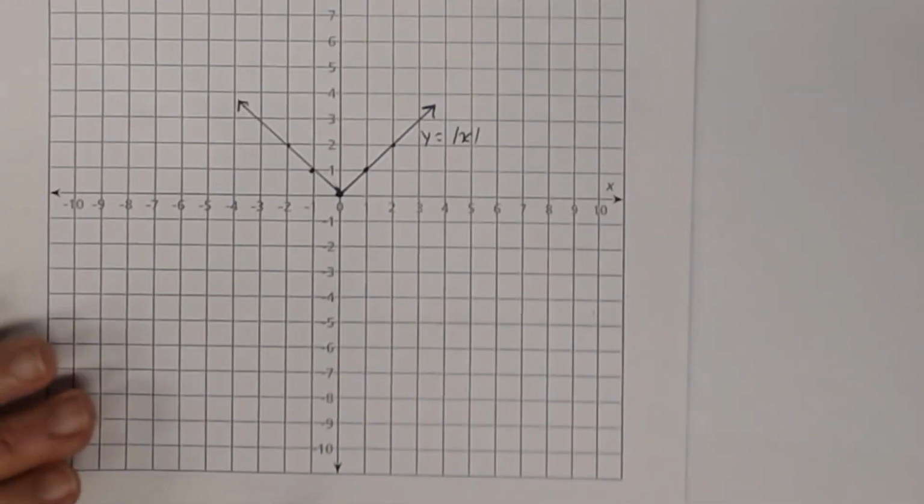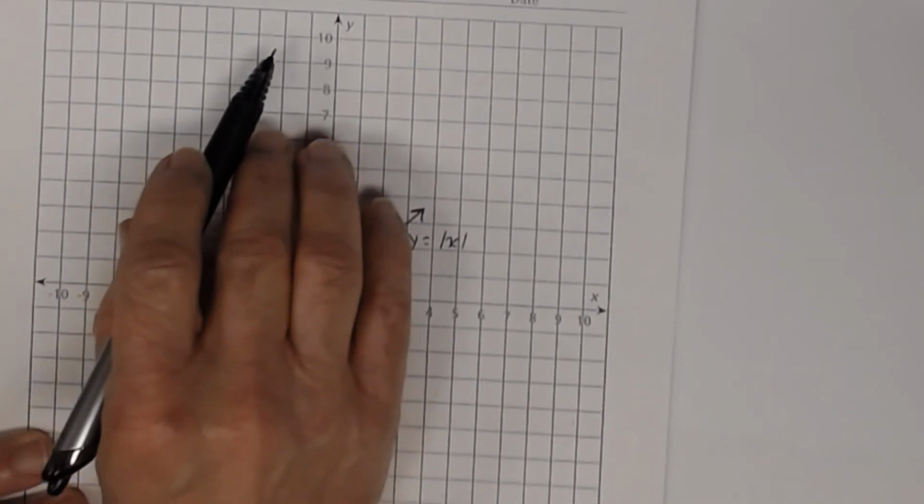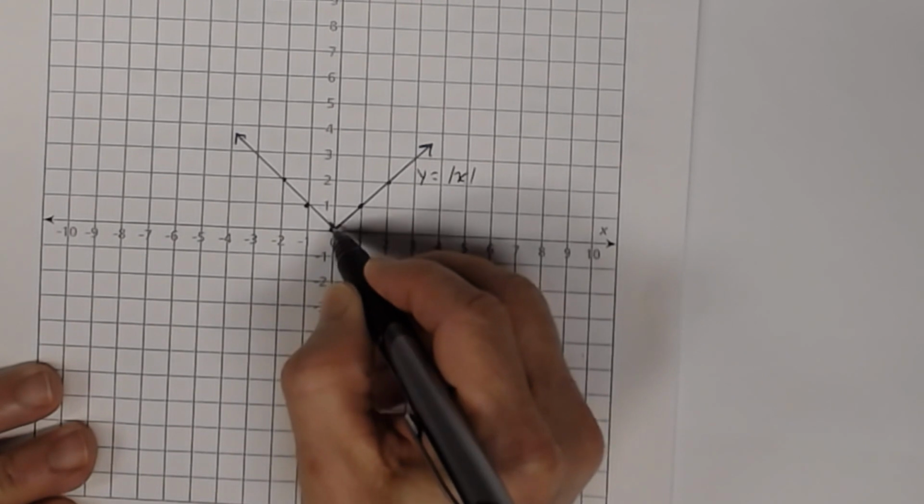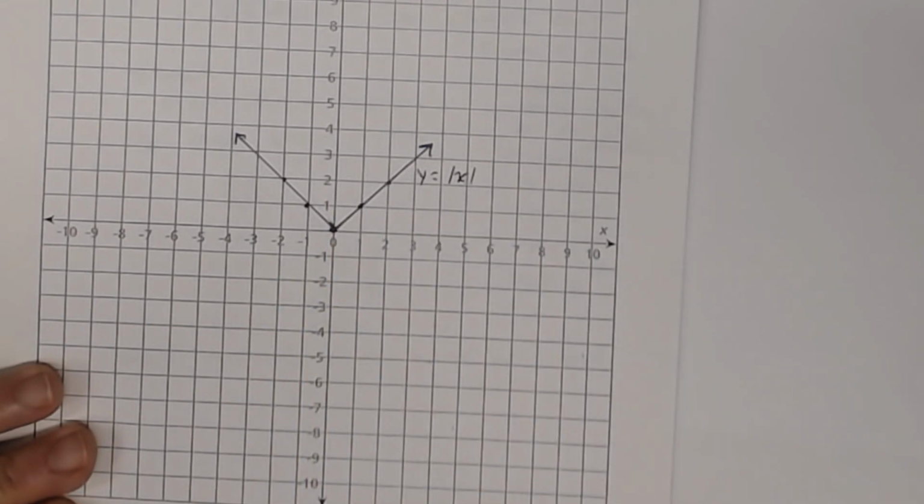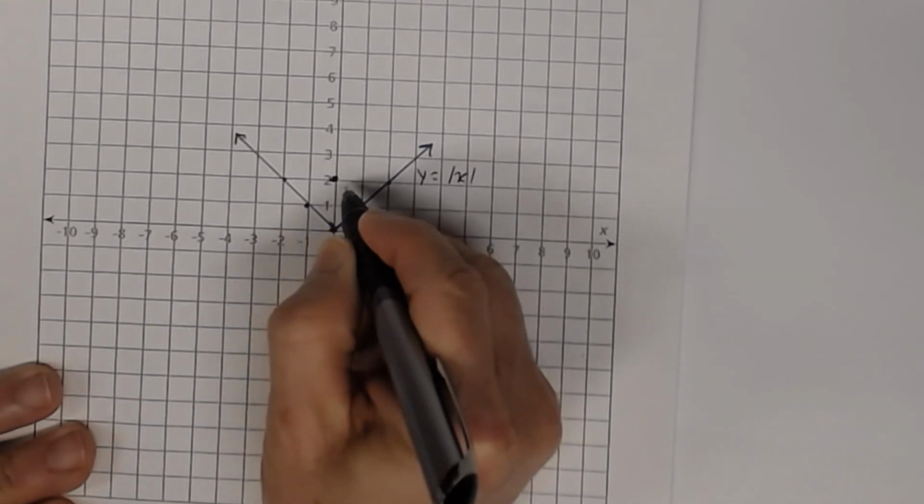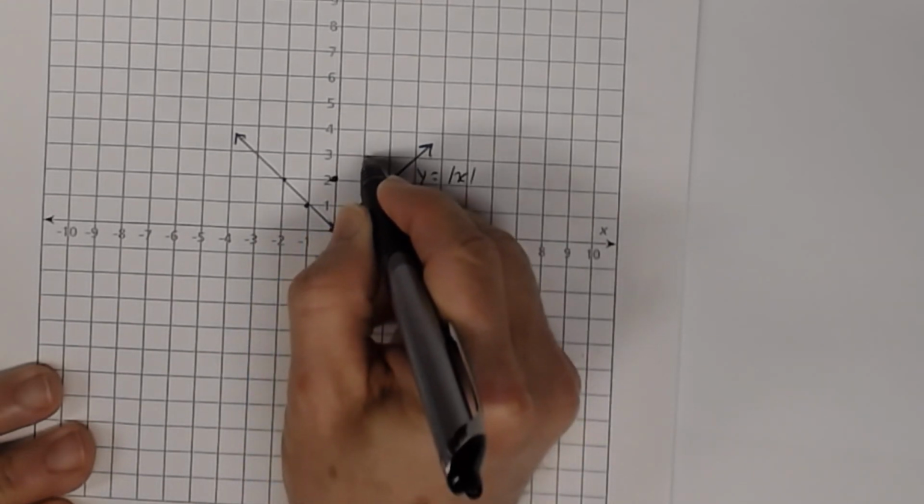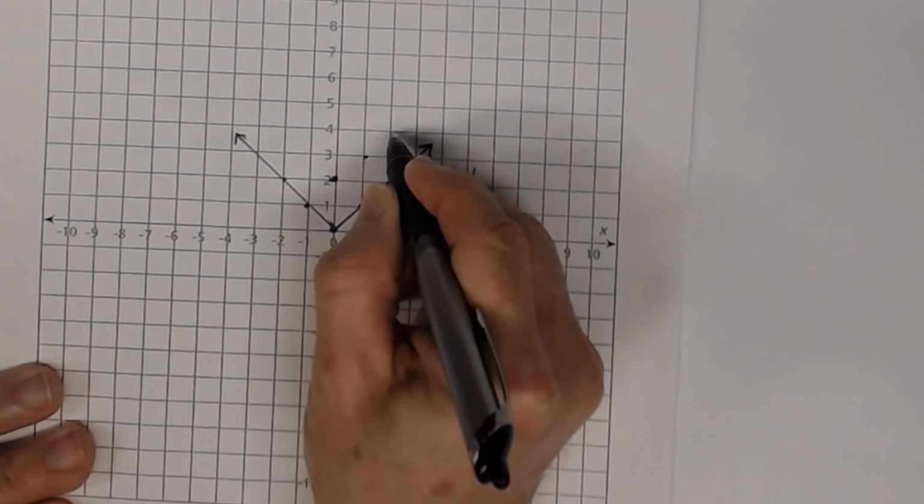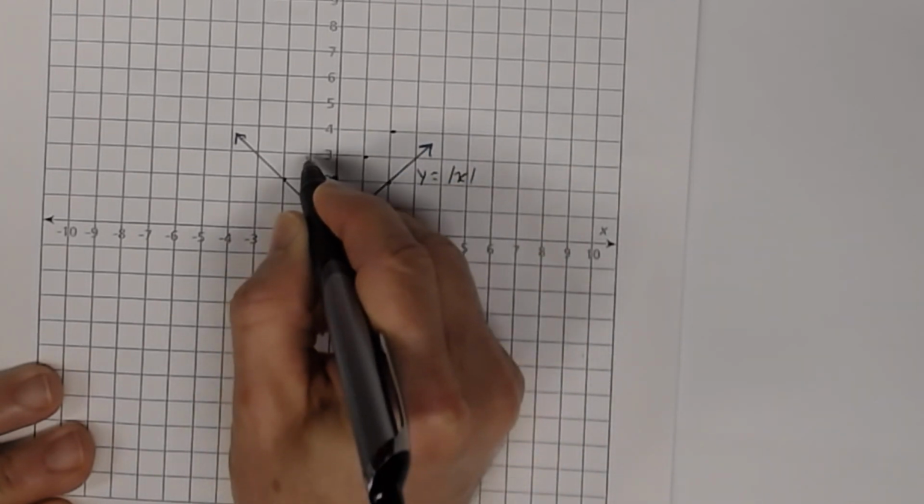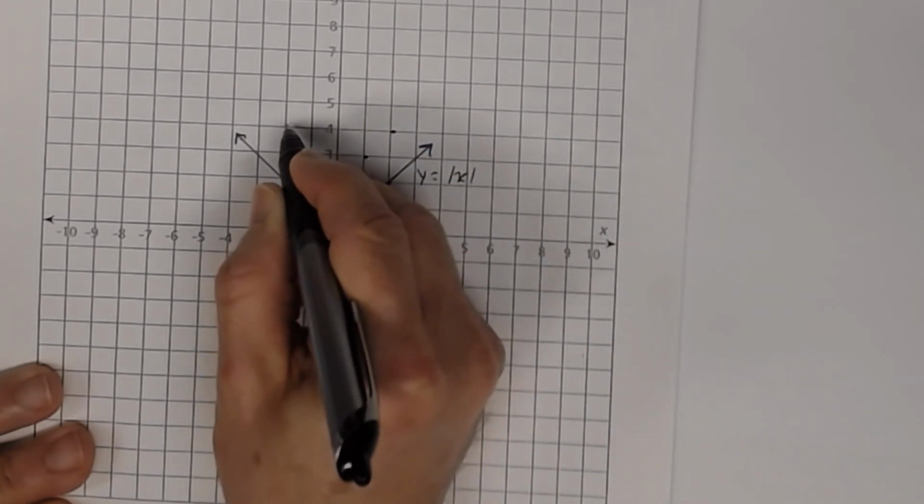The idea is this: you're shifting it up 2, right? So you take this point, move it up 2. Let me use a different color. Let me use this one. Shift it up 2. You take this point, shift it up 2. Take this point, shift it up 2. Take this point, shift it up 2.